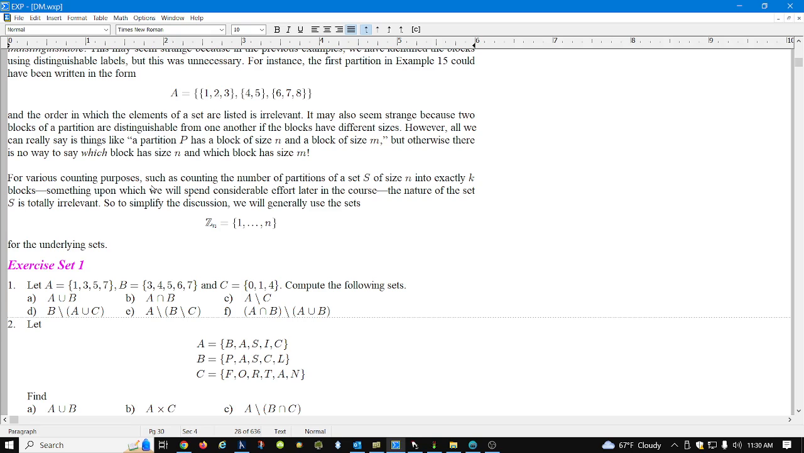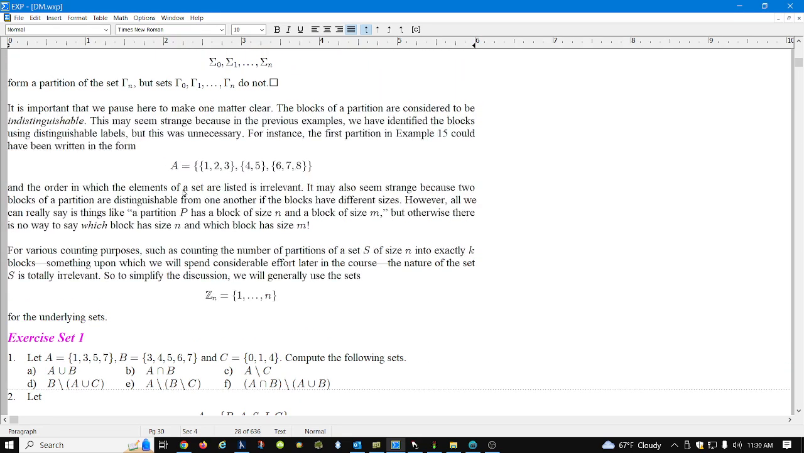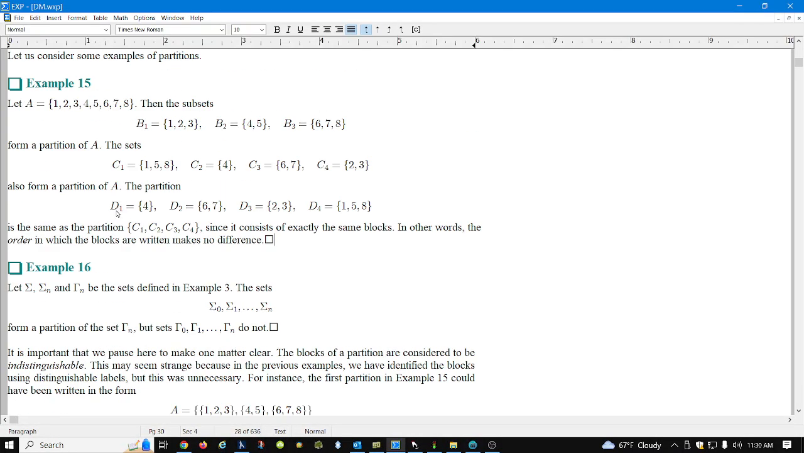It's worth thinking about this because it's going to come up later. We will be talking about divisions of a set into subsets where the subsets are distinguishable. So I can't call those partitions.